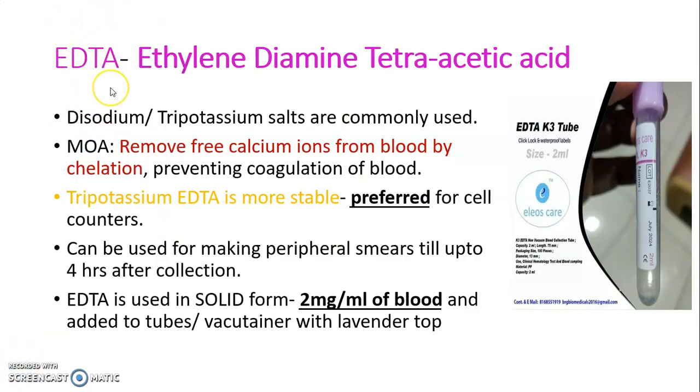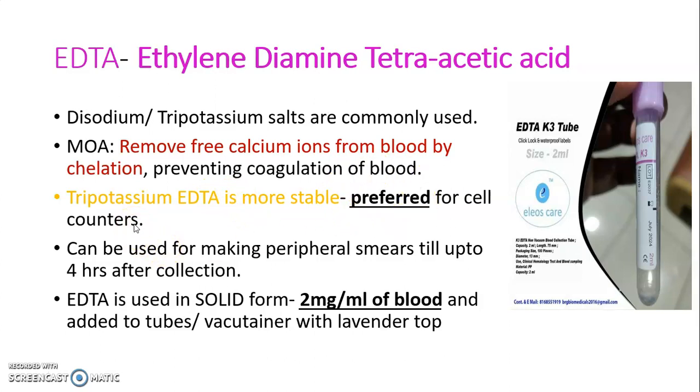First we will discuss the EDTA Vacutainer. It has a lavender colored top. EDTA is ethylene diamine tetra-acetic acid. Disodium and tripotassium salts are commonly used. Tripotassium EDTA is more stable, so it is preferred for cell counters.